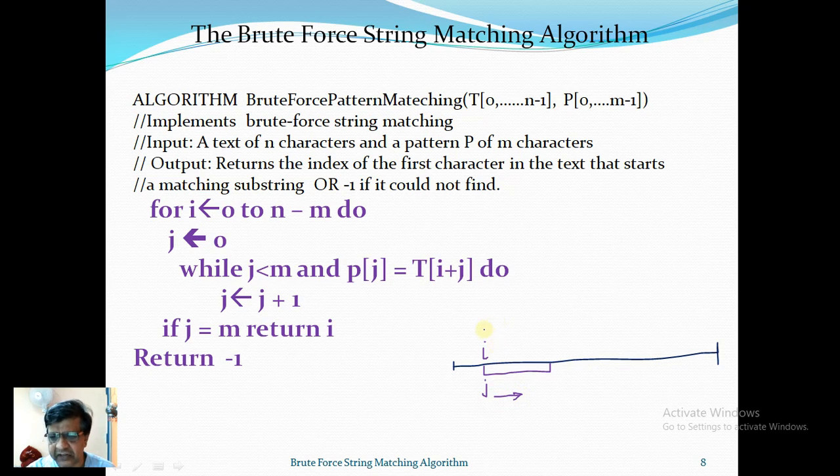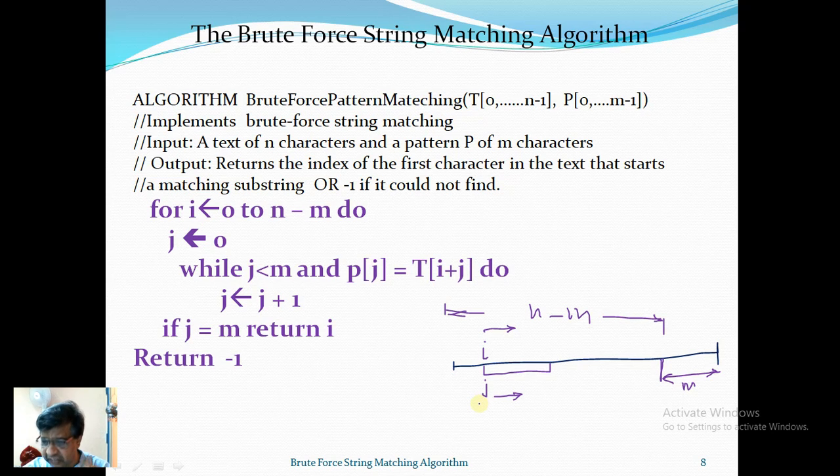J moves over the pattern, and i moves over the text. I can move till this location. Where exactly is this location found? n minus m, because this is m. So as far as i is concerned, it has a boundary: it can move up to n minus m. And as far as j is concerned, it can move up to m minus 1.